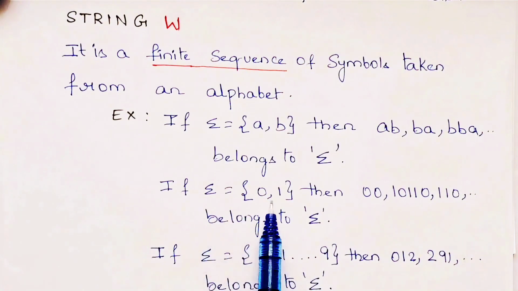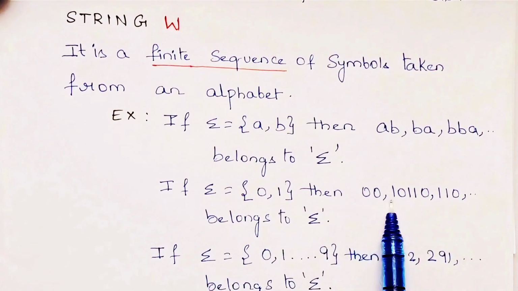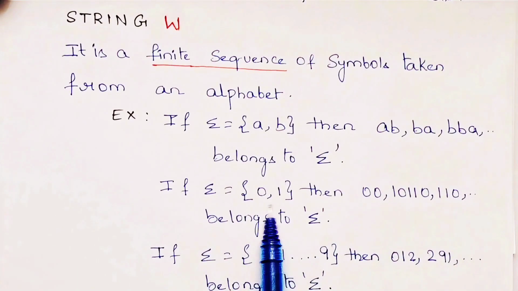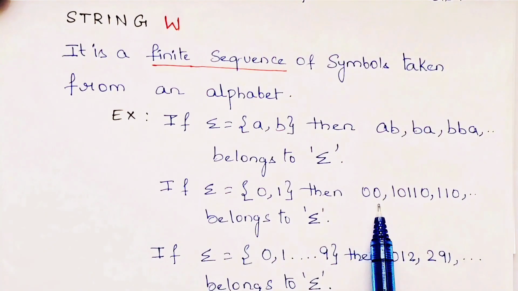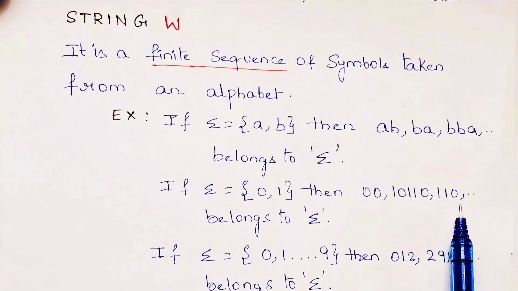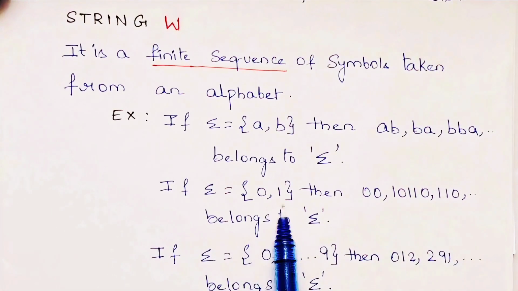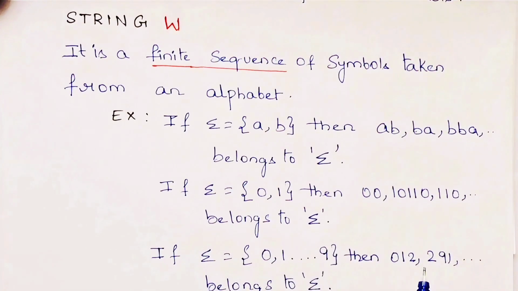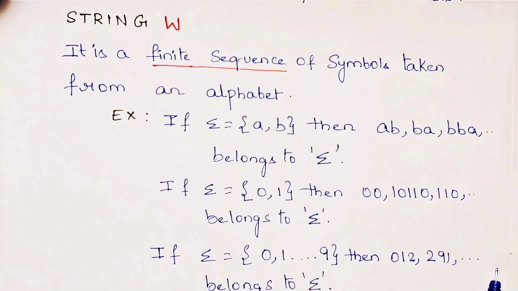Next example, sigma is equal to {0, 1}. It means that the strings can be composed only from these two symbols, which are either 0 or 1. So the sample strings we have considered are 0, 01, 011, 0110, which are composed only from the two symbols belonging to the sigma. And the next alphabet we have considered is the integer alphabet starting from 0 till 9. Then the composed strings, which are 0, 12, 29, 1, etc., belong to the input alphabet sigma.